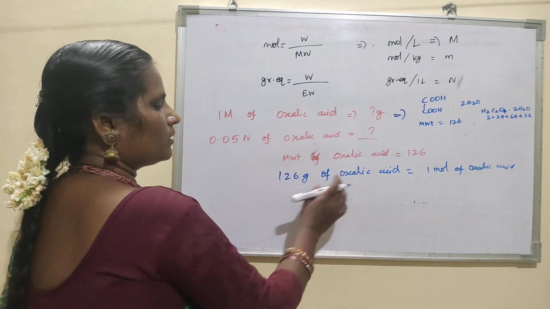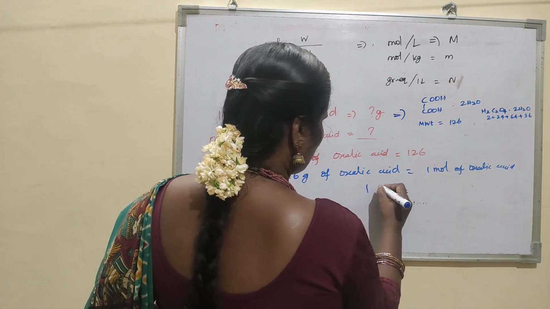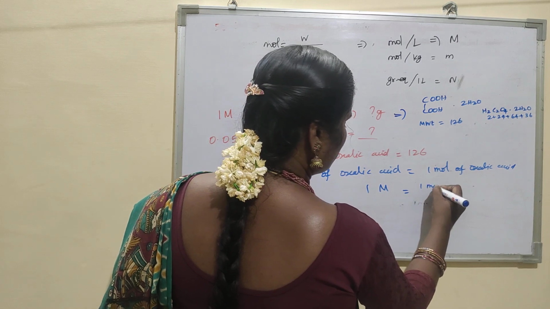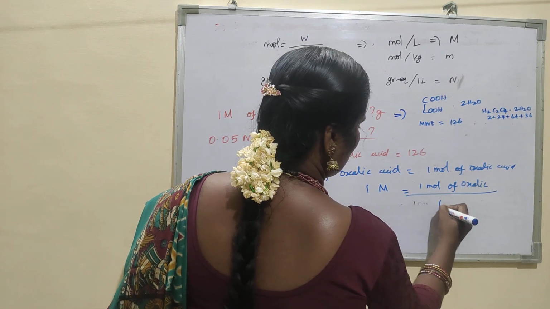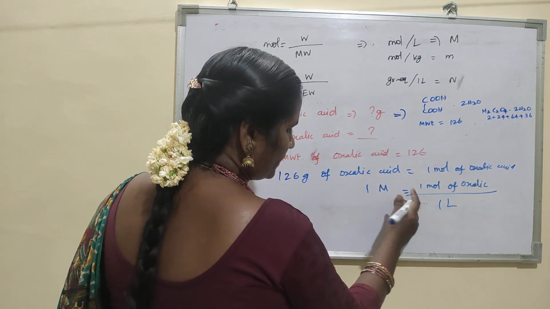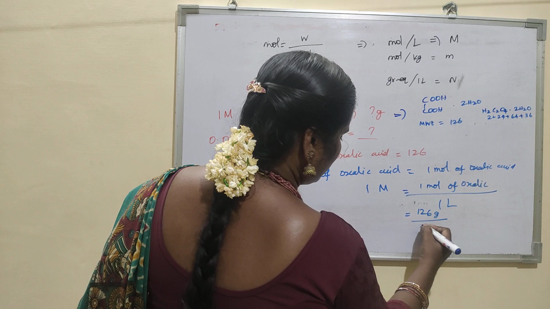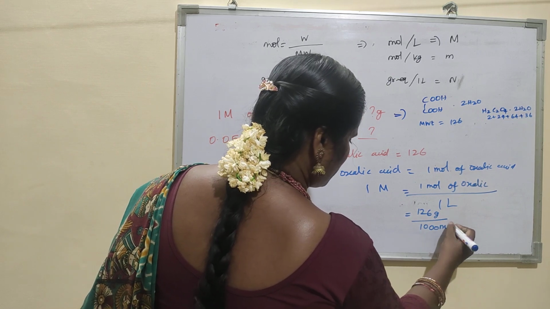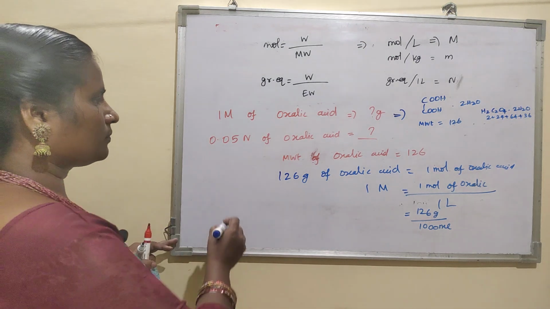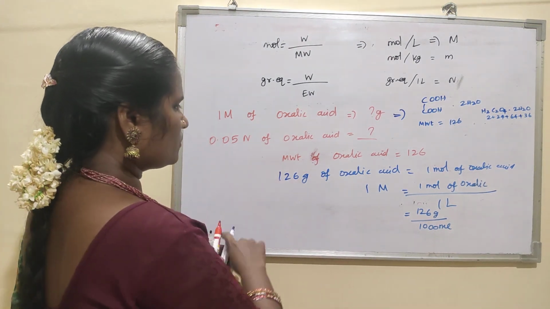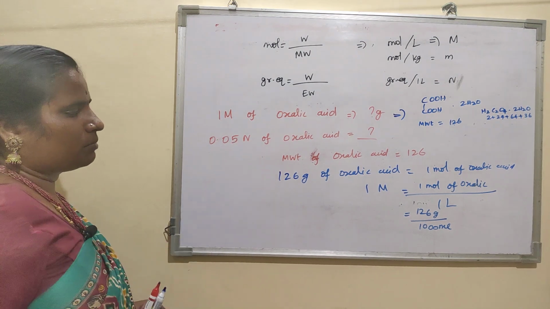So if I weigh 126 grams and dissolve it, 1 mole of oxalic acid in 1 liter of water, I get 1 molarity. So I have to take 126 grams in 1000 ml of water to get 1 molarity. The next concentration I gave you is 0.05 normal.